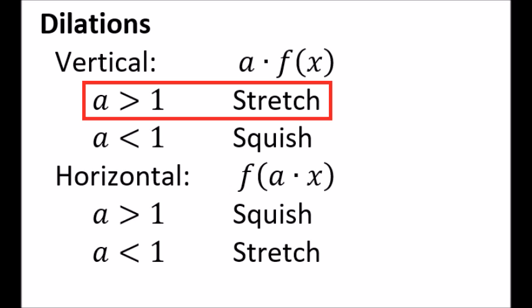For dilations in the vertical direction, if a is greater than 1, this results in stretching. A less than 1 results in squishing. The opposite can be said if we are talking about stretching or shrinking in the horizontal direction. Our case falls into a vertical stretch, as boxed in red.